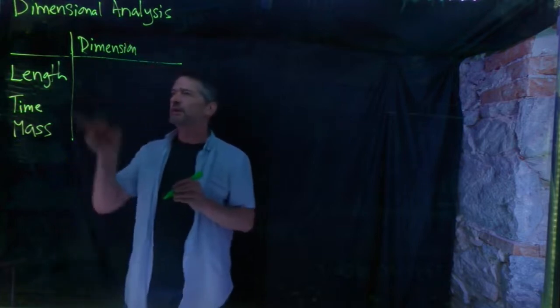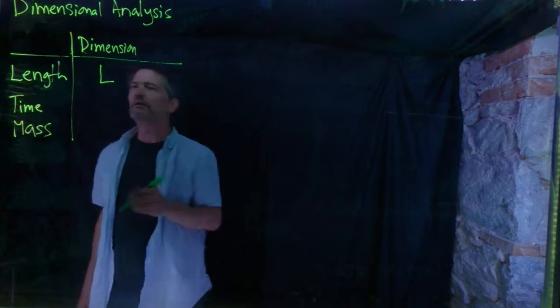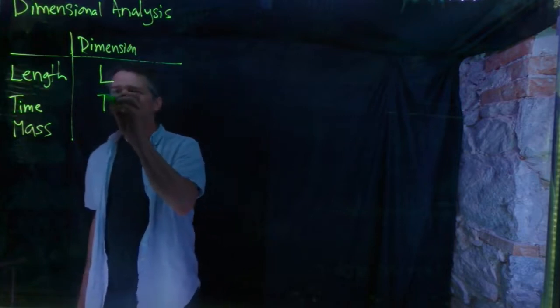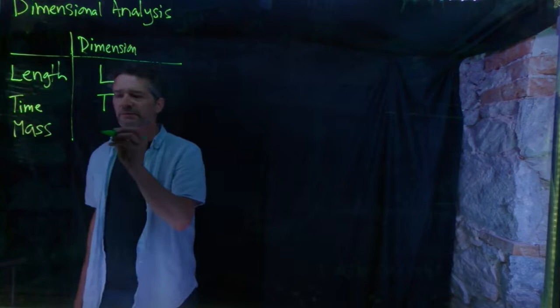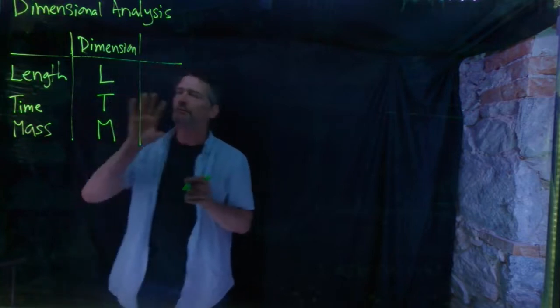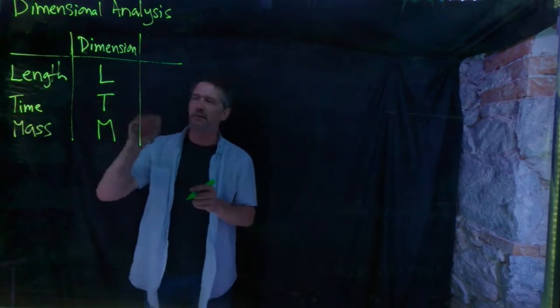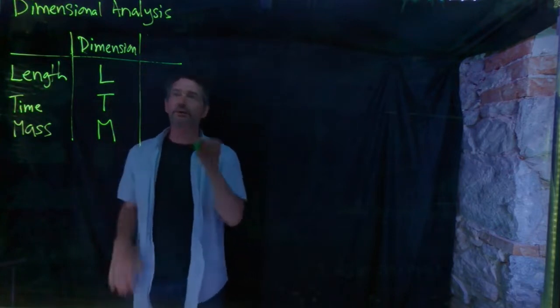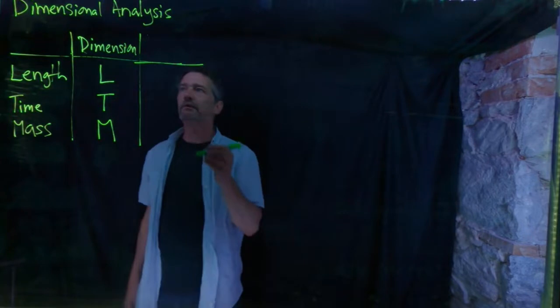So the dimension of length is given the symbol L, and the dimension of time is given the symbol T, and the dimension of mass is given the symbol, you guessed it, M. Okay? Now, dimensions, length, time, and mass, are distinct. They're related to, but they're distinct from the units.